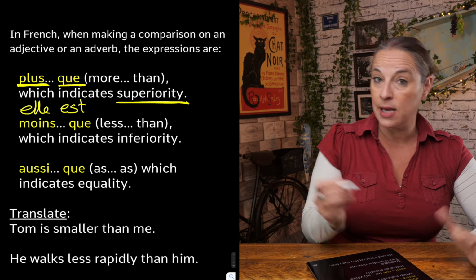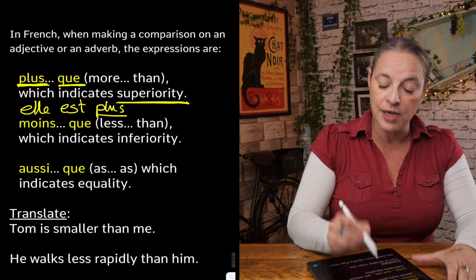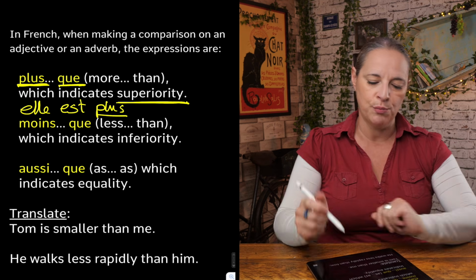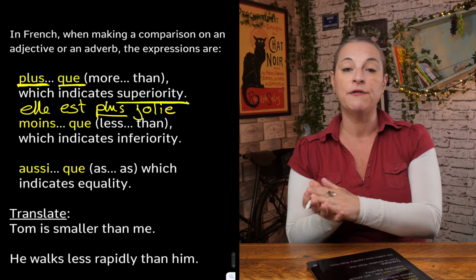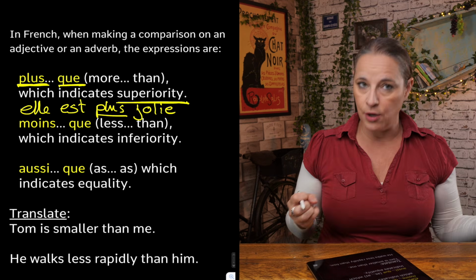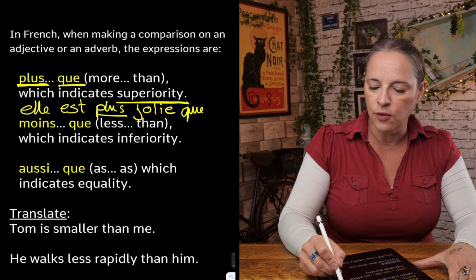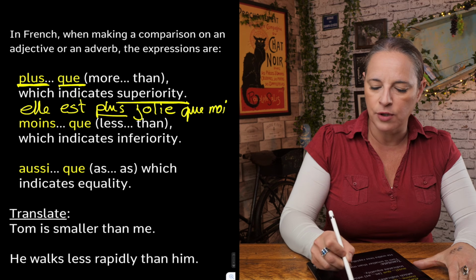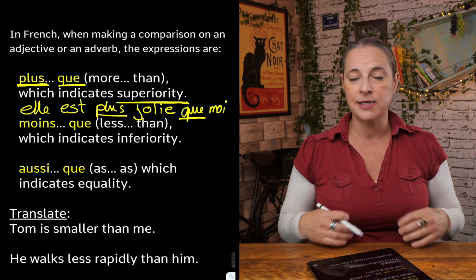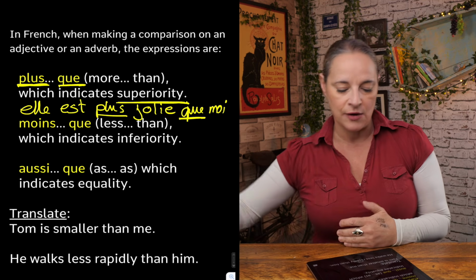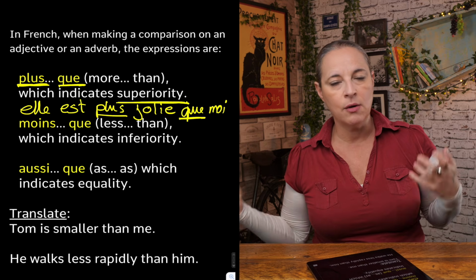So, elle est, she is, quite simply. And then you want the plus, because we're talking about a superiority, okay, plus, jolie, the adjective, with an E, because we're referring it to a she, okay, elle est plus jolie, and then que, and then you want moi. Okay, you want moi. Okay, so here what we've done, we have used the comparative of supériorité. Okay, plus adjective que, and then moi.